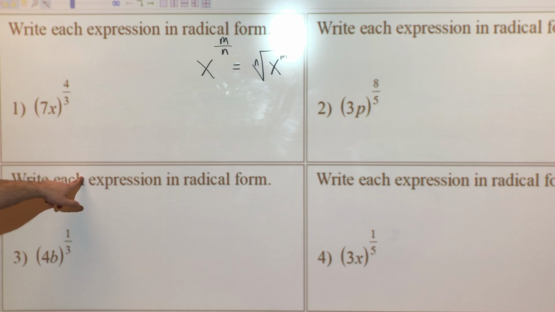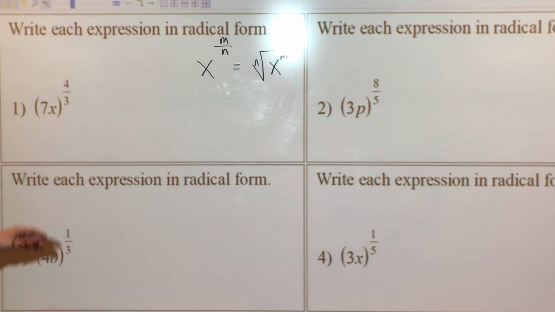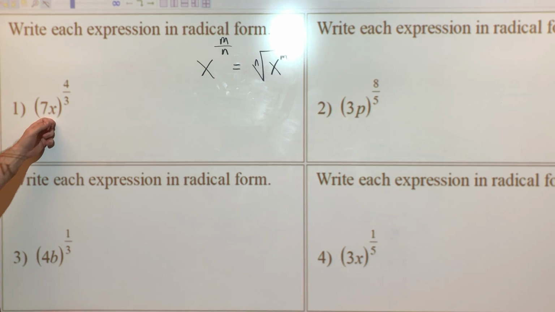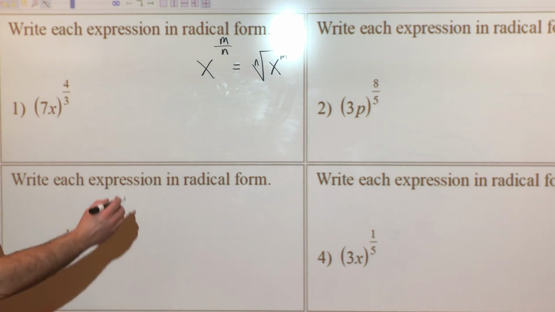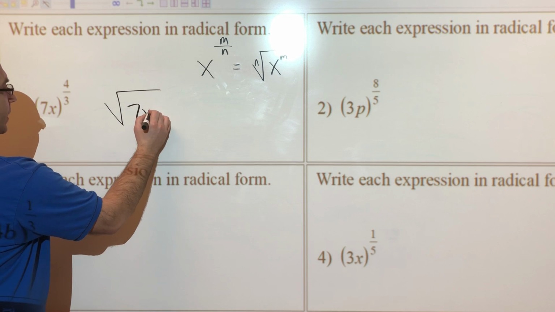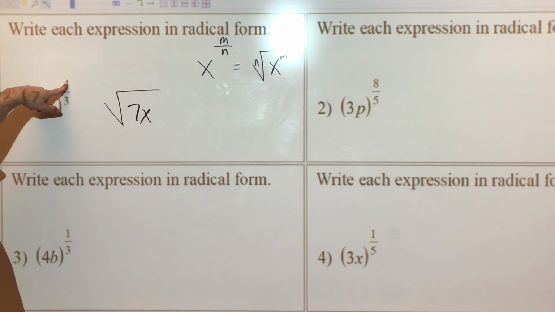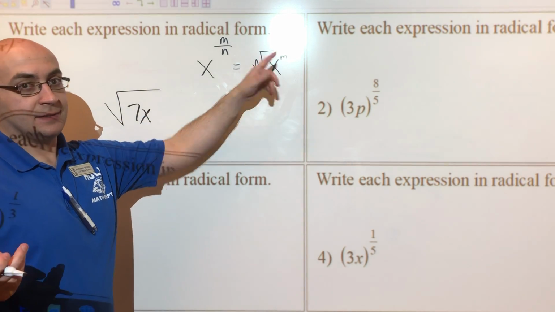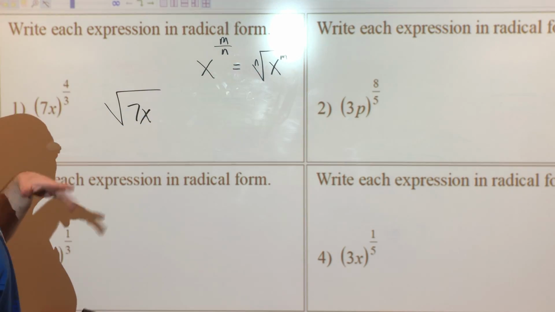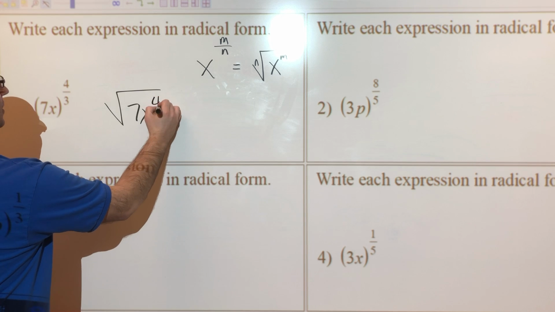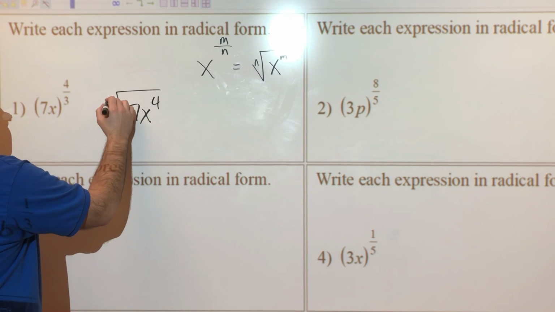So let's take a look at a couple of problems. This is 7x raised to the 4/3 power. Well, 7x is a term all in and of itself, so 7x has to be represented underneath the radical. Now, think of it like this. Whatever the numerator is of your rational exponent, it stays as part of the exponent. The numerator doesn't go away. The denominator, we don't care about. So this is 7x to the 4th power, with the 3rd index.